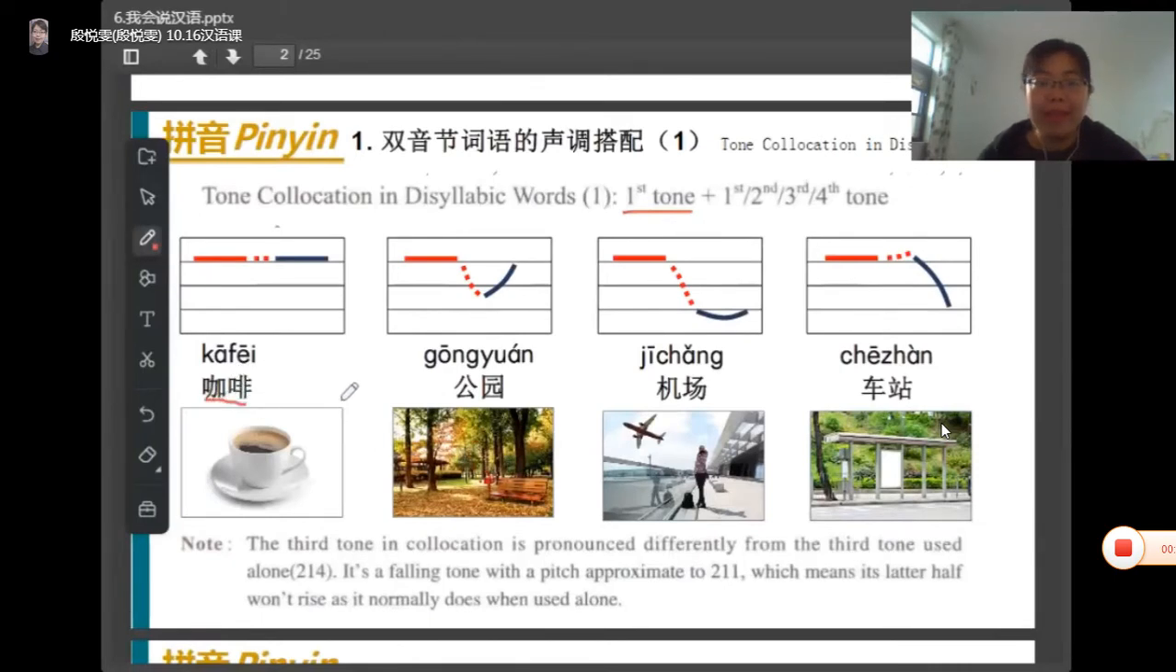咖啡, coffee. 公园, park. 机场, airport. 车站, station.